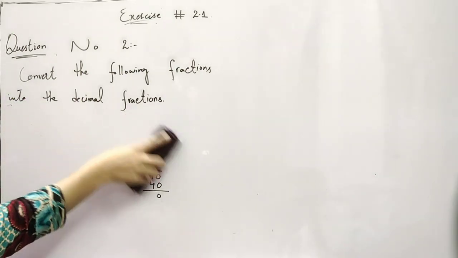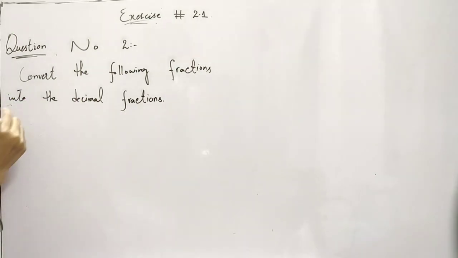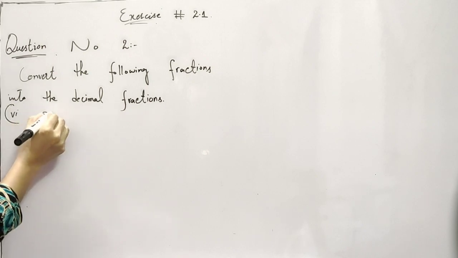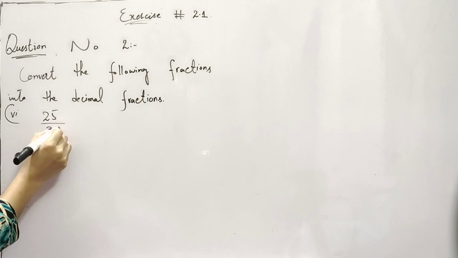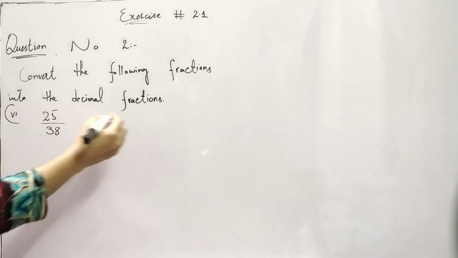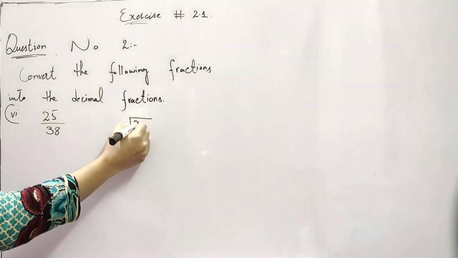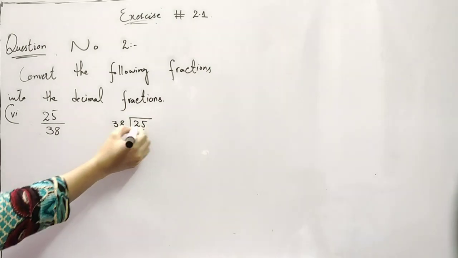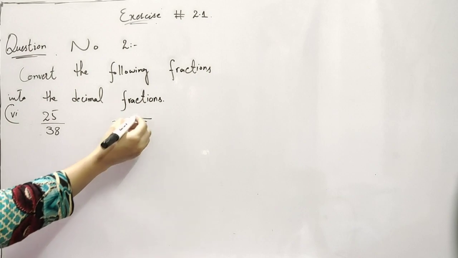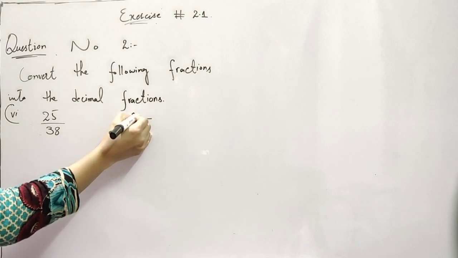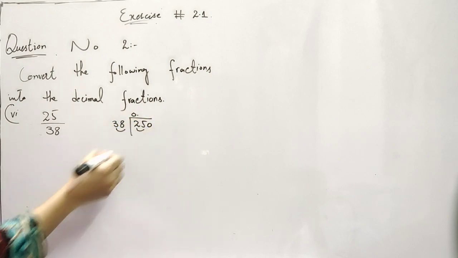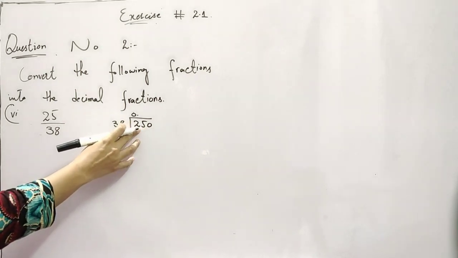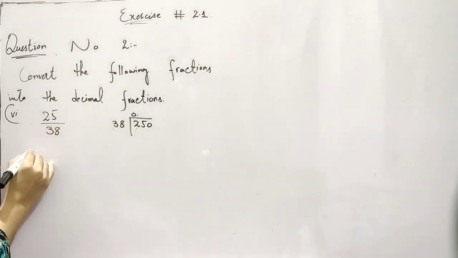Now we will move toward the sixth part, and the sixth part is 25 over 38. Again put 25 here and 38 here. Now 25 is lesser than 38, so it should be greater, so place 0 point here and here becomes 250. Now 250 is greater than 38.